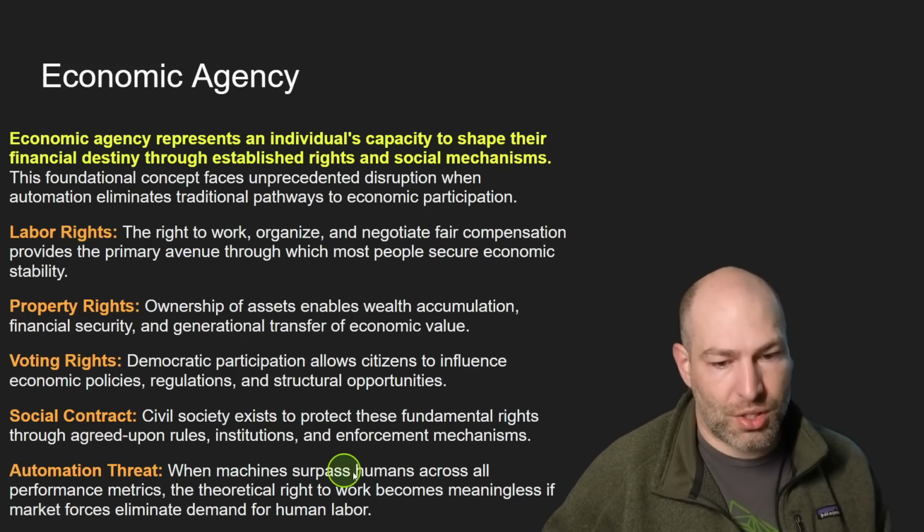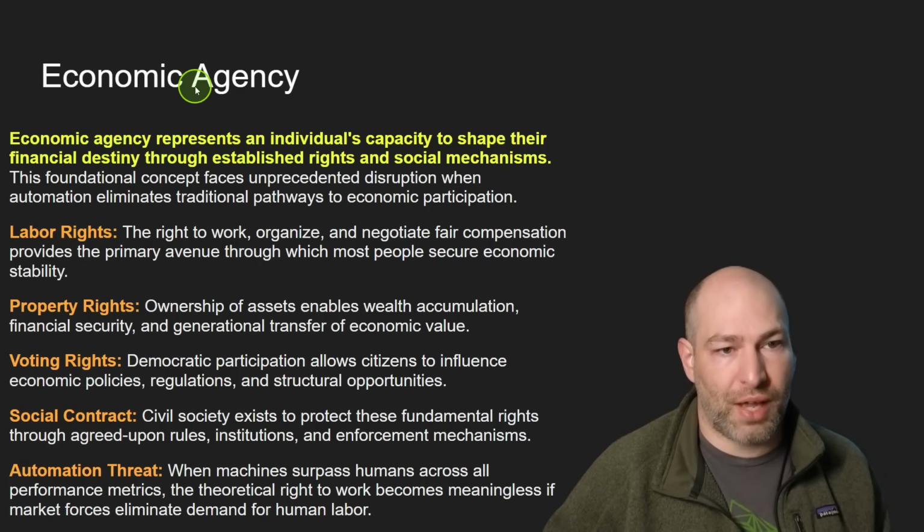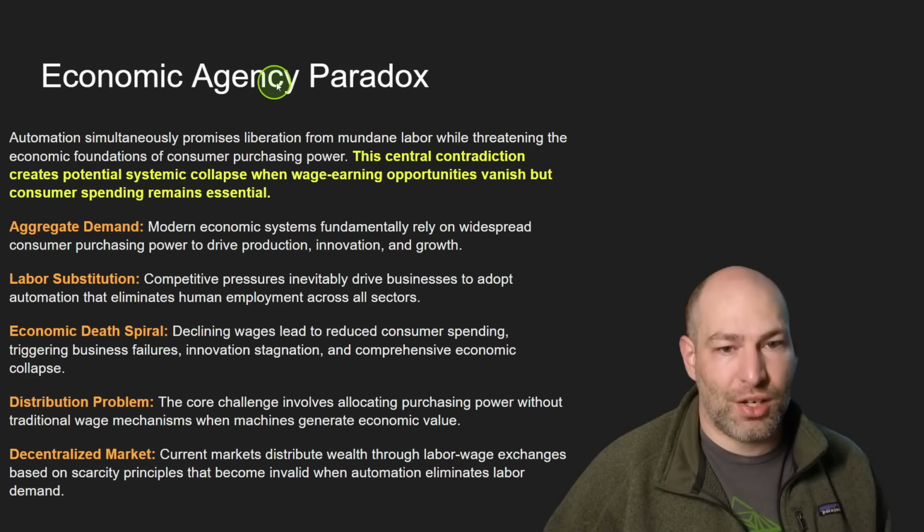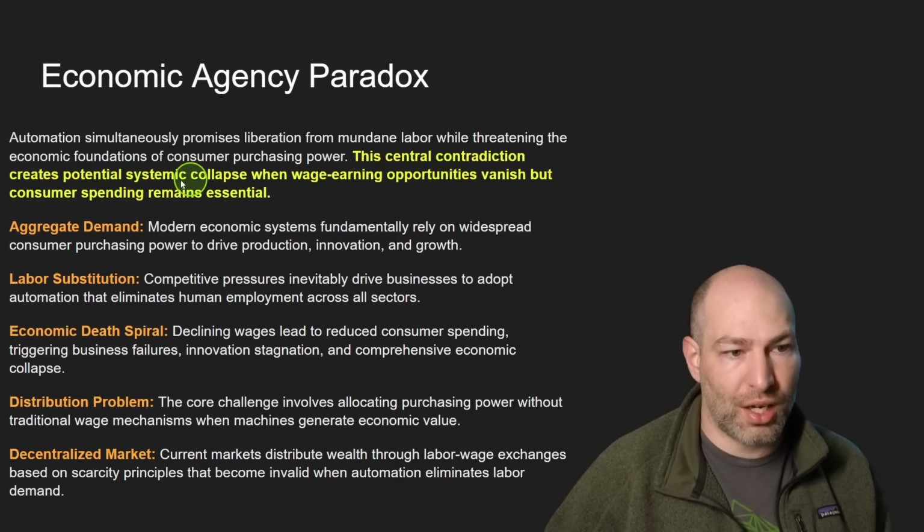And that's where automation comes in. So that is the principle of economic agency. What comes next is the economic agency paradox. So here's the economic agency paradox in a nutshell. Automation simultaneously promises liberation from mundane labor while threatening the economic foundations of consumer purchasing power. This central contradiction creates potential systemic collapse when wage earning opportunities vanish, but consumer spending remains essential.